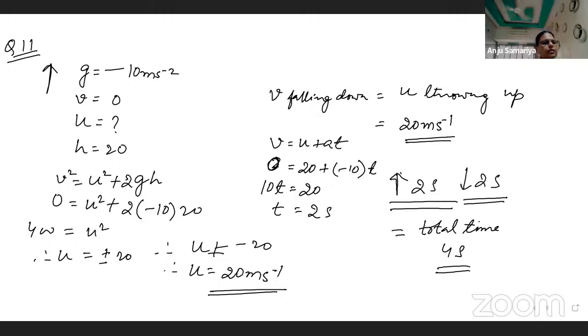It requires a velocity of 20 meter per second. So what is this 20 meter per second? Final velocity. So you have V, you have U, you have G, and you have to find H. Which formula will we use? What are the 3 formulas?